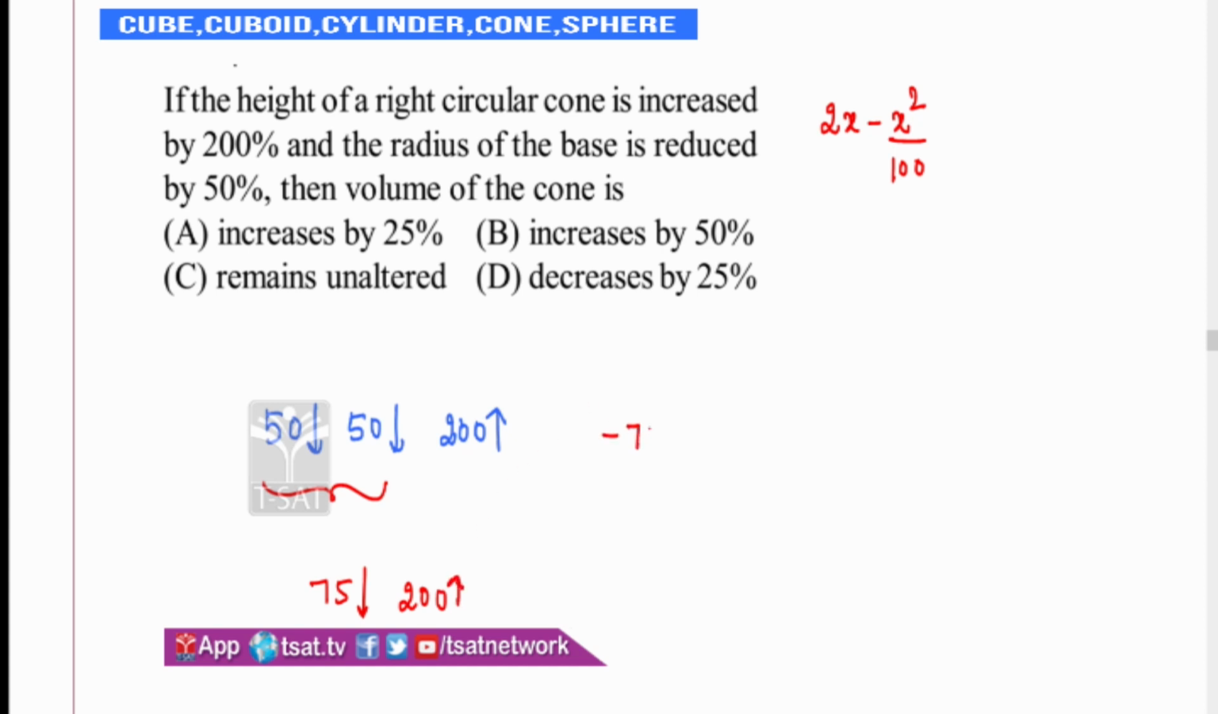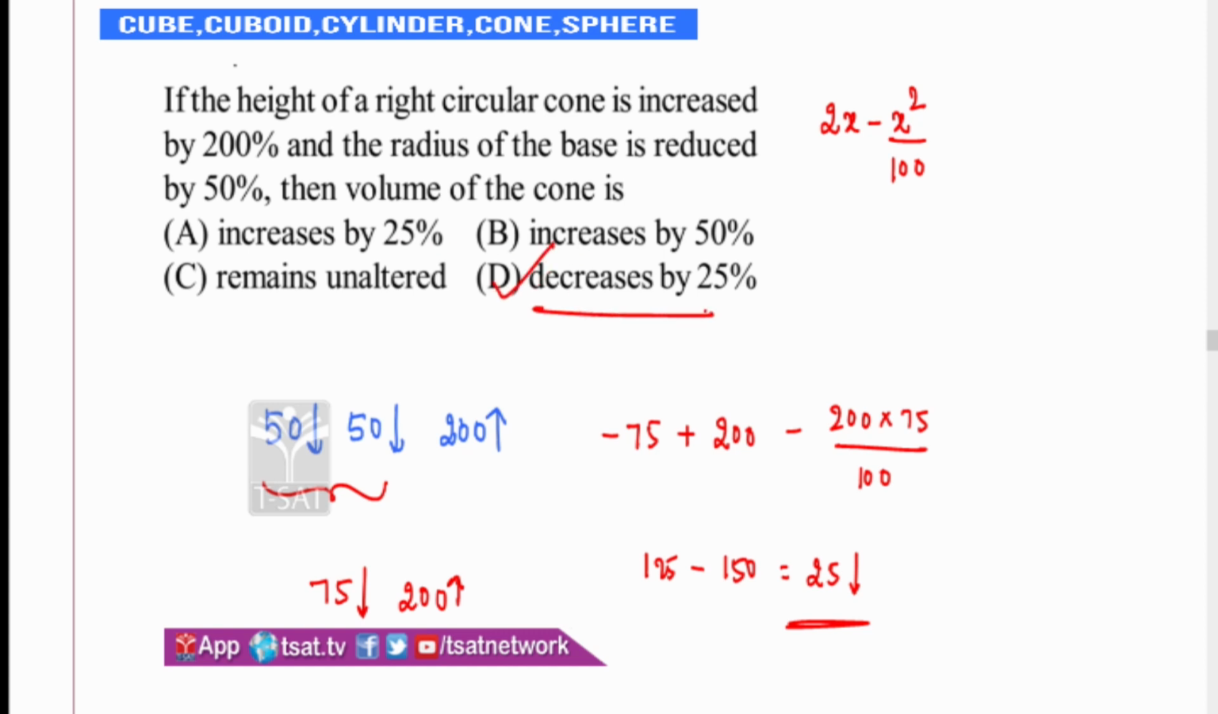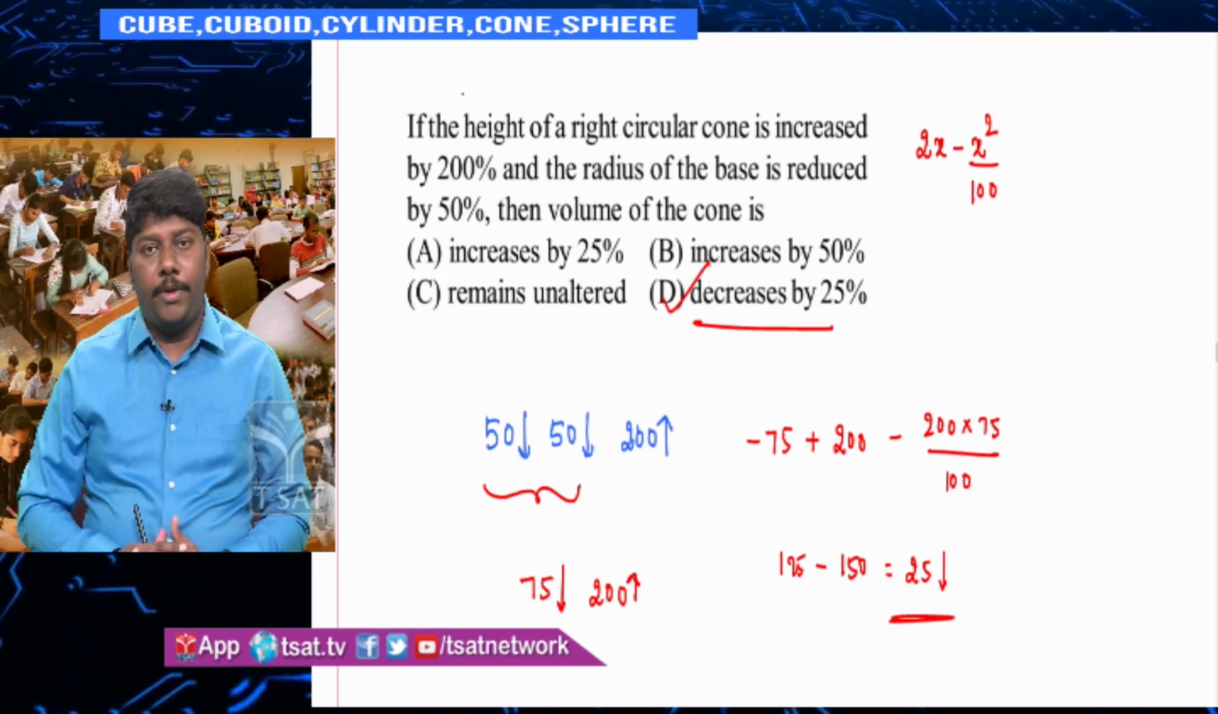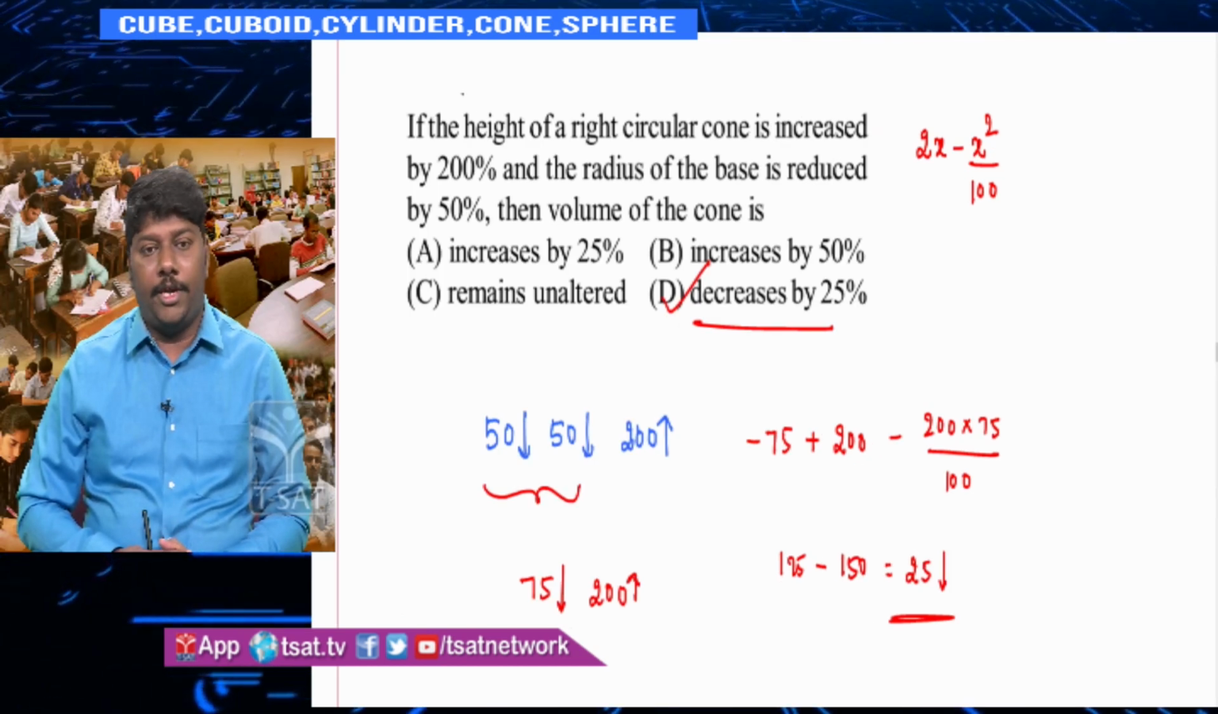So minus 75 plus 200 minus 200 into 75 by 100. That is 150, I can say. So this is 125 minus 150. Overall is 25% decrease, because minus 25 we are getting now. So it decreases by 25%. Answer is D. This by using the percentages formulas we have seen, but you can also make use of the fractions in order to get it.